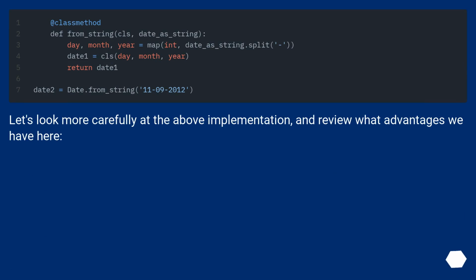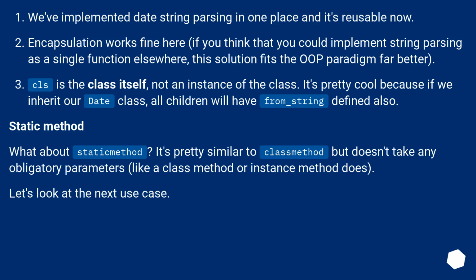Let's look more carefully at the above implementation and review what advantages we have here. We've implemented date string parsing in one place and it's reusable now. Encapsulation works fine here. If you think that you could implement string parsing as a single function elsewhere, this solution fits the OOP paradigm far better. cls is the class itself, not an instance of the class. It's pretty cool because if we inherit our Date class, all children will have from_string defined also.